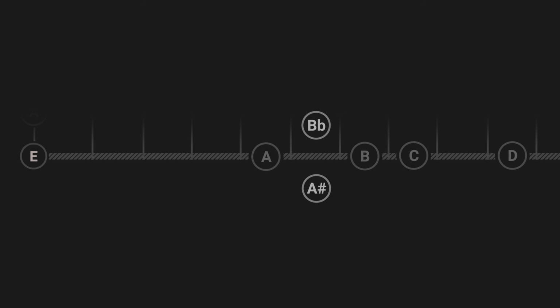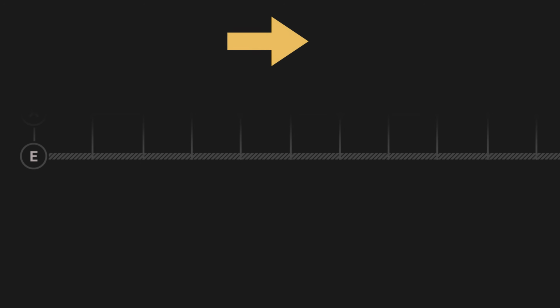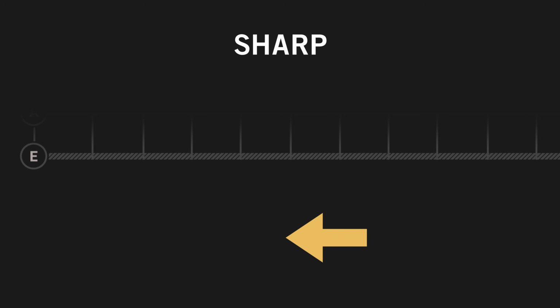Now, how can we have two notes in the same position? It's because if you raise an A 1 fret, you get A sharp. And if you lower a B 1 fret, you get B flat. This means that A sharp and B flat are the same note. So if you raise a note, we call it sharp, and if you lower a note, we call it flat.